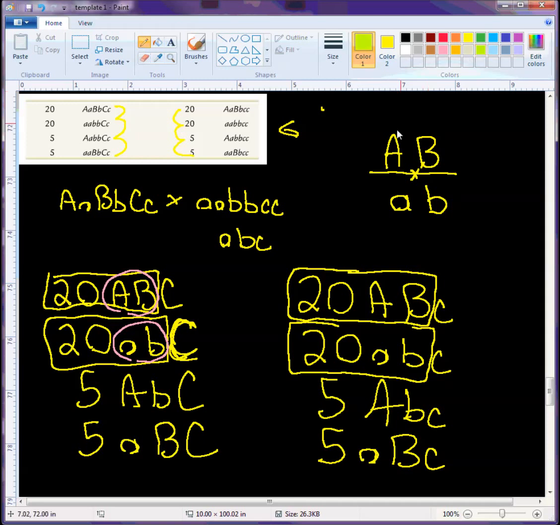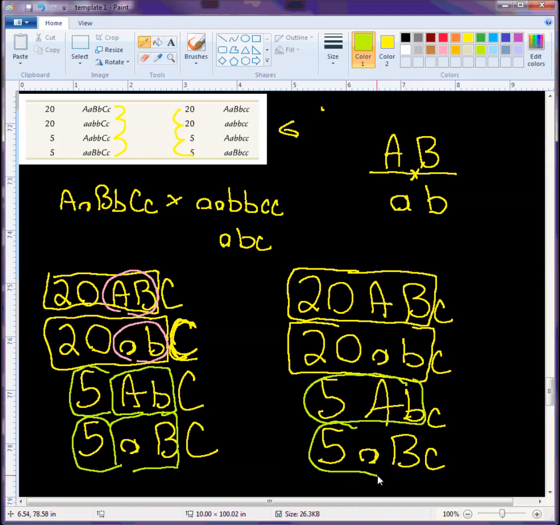I'm going to use green down here. So here we have a big A with a little b, and a little a with a big B, and that's 5 of the offspring. And over here we have another 5, big A with little b, and 5 little a with big B. Okay, so I think this data is telling us that A and B are linked, and this is the arrangement of the A and the B alleles in the heterozygous parent.